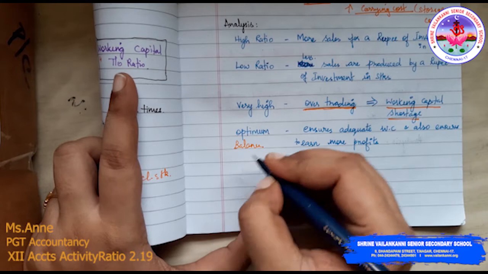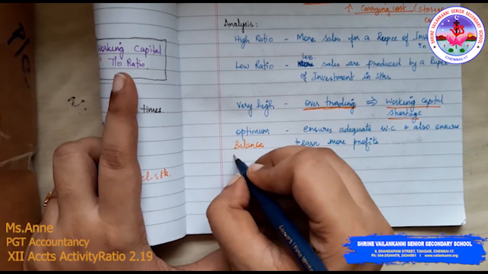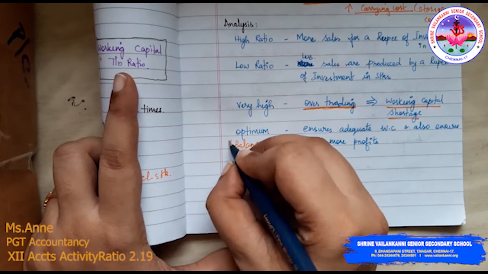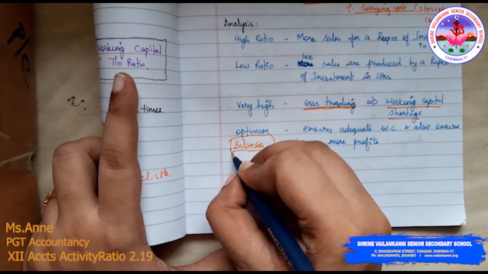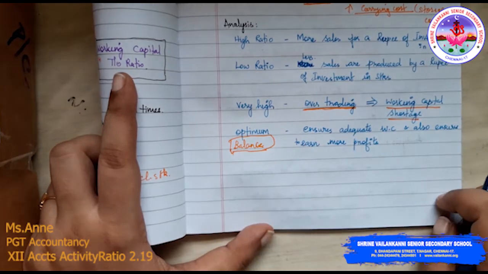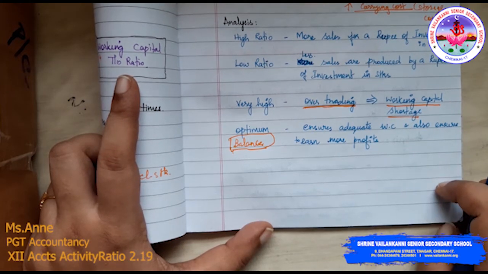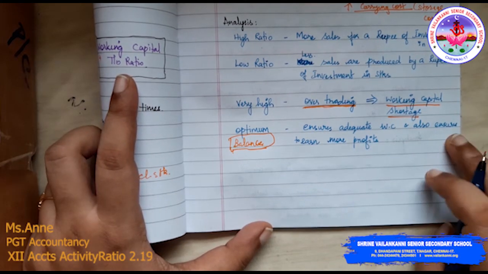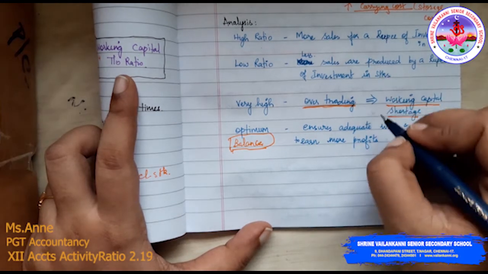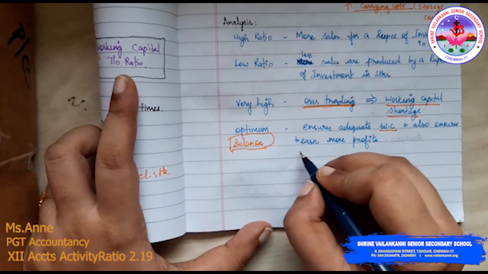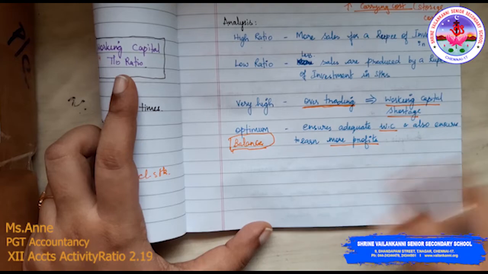Even in life you need to have balance. You cannot be too serious, at the same time too lethargic. You should have that balance in your life. Similarly, in stock also, when you're purchasing, there should be a balance in whatever you're trying to do. So it ensures the adequacy of working capital and also ensures more profits. That is the simple reason.